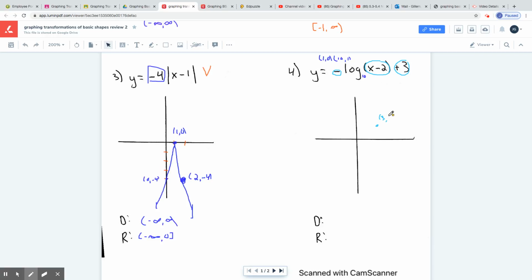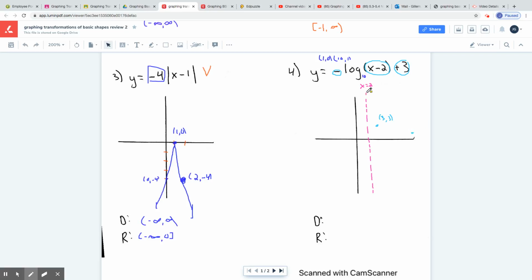so this is at (3, 3). Now, since I moved to the right 2, I have a vertical asymptote at x equals 2 because it's normally at 0. So we're at (3, 3) for that. (10, 1) is roughly over here, right? I flip it, becomes (10, -1). I then move it over, becomes (12, -1), up 3. It becomes (12, 2).